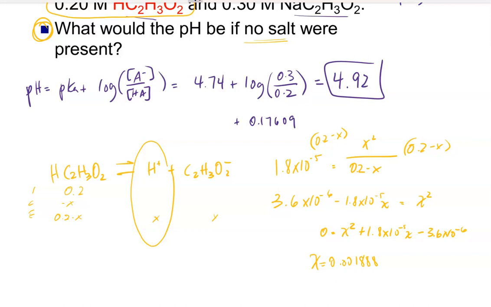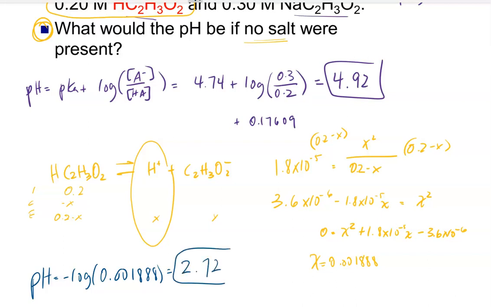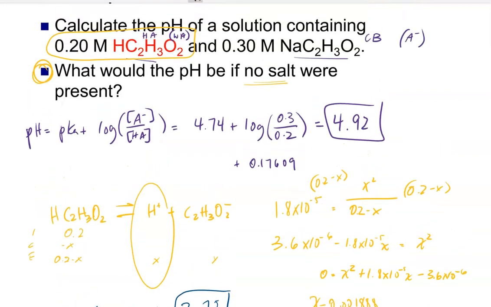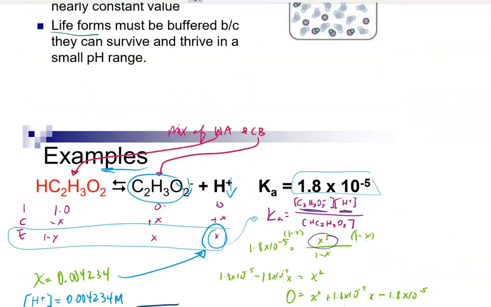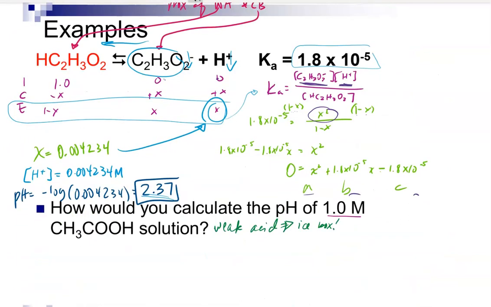So now we can find the negative log of that value. And I got 2.72. Is that a reasonable pH? Sure. When we don't have the conjugate base present, the pH would be significantly lower. And if we look back to compare it to the very first one we did, we found 2.37 for a 1 molar solution.